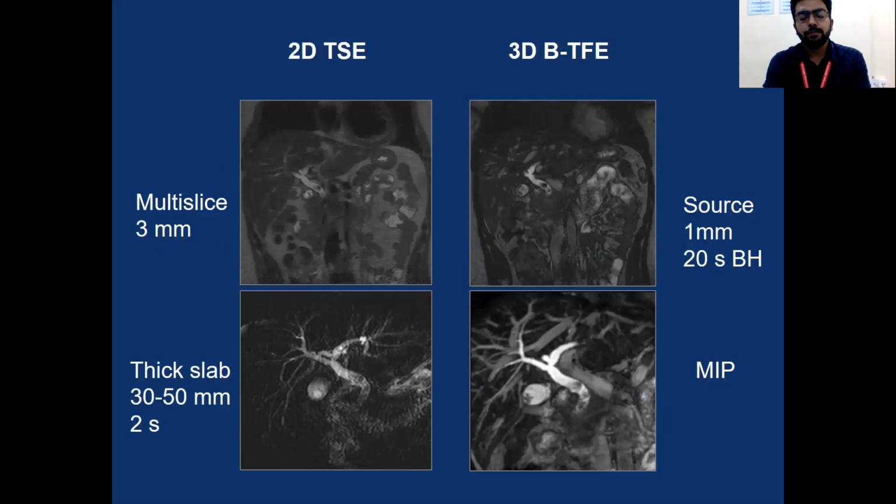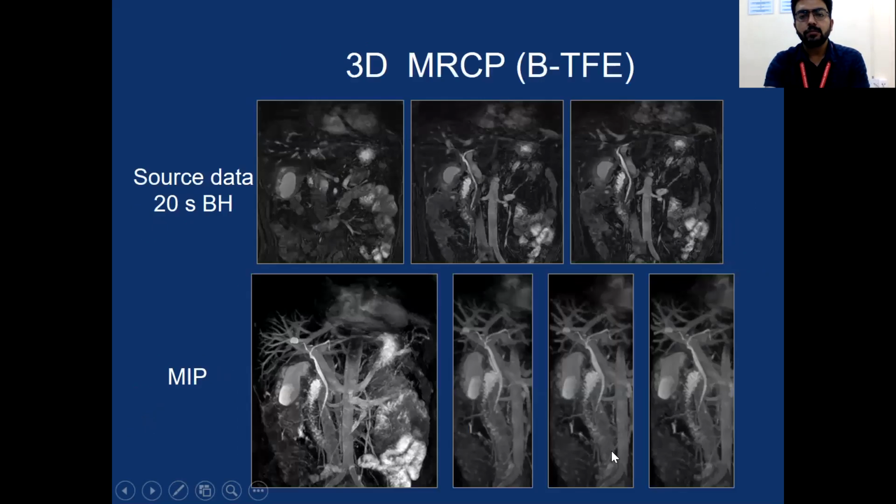These are the examples of 2D TSE and 3D BTFE sequences. This is a multi-slice 3 mm coronal section that we can appreciate. This is a thick slice 30 to 50 millimeter 2-second sequence, 2D TSE. This is 3D BTFE. Source is 1 mm and 20-second breath hold sequences obtained in this case. This is a maximum intensity projection image demonstrating the biliary tree.